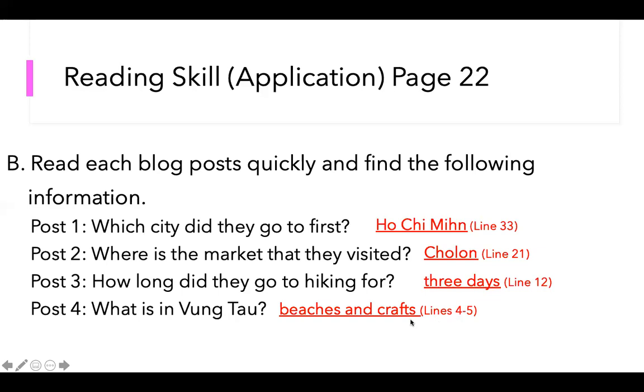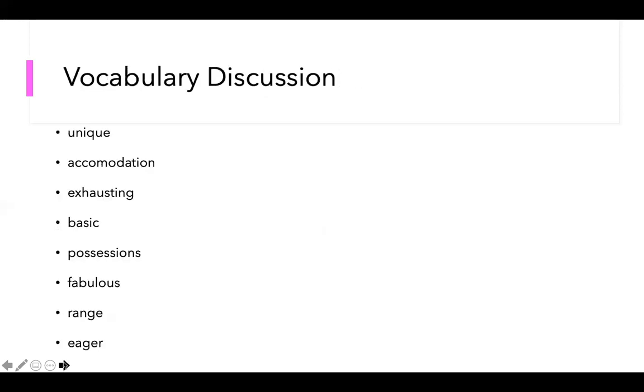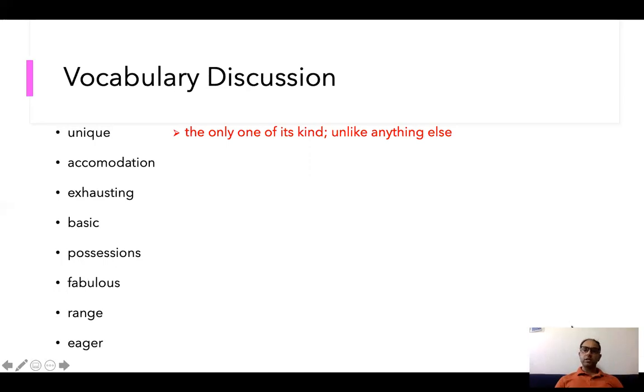So this is the way you scan a text. Now, we go to the main activity. Before we go to the main activity, let's talk about some of the vocabulary you will have to pay attention to in this lesson. Unique. Do you know unique? Unique means the only one of its kind, unlike anything else. For example, if you have a new kind of hairstyle that nobody has, you can say, oh, I have a unique hairstyle. Or your friends might say, oh, you have a very unique hairstyle.